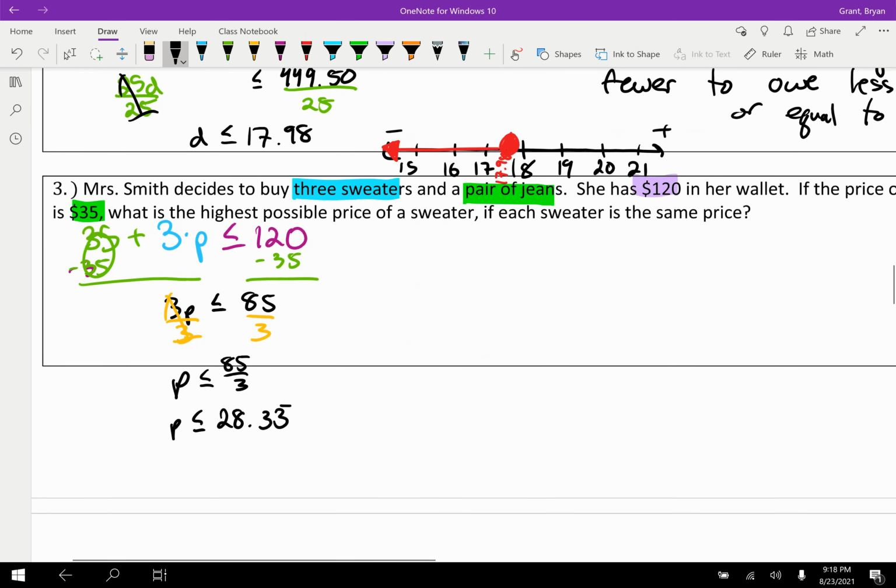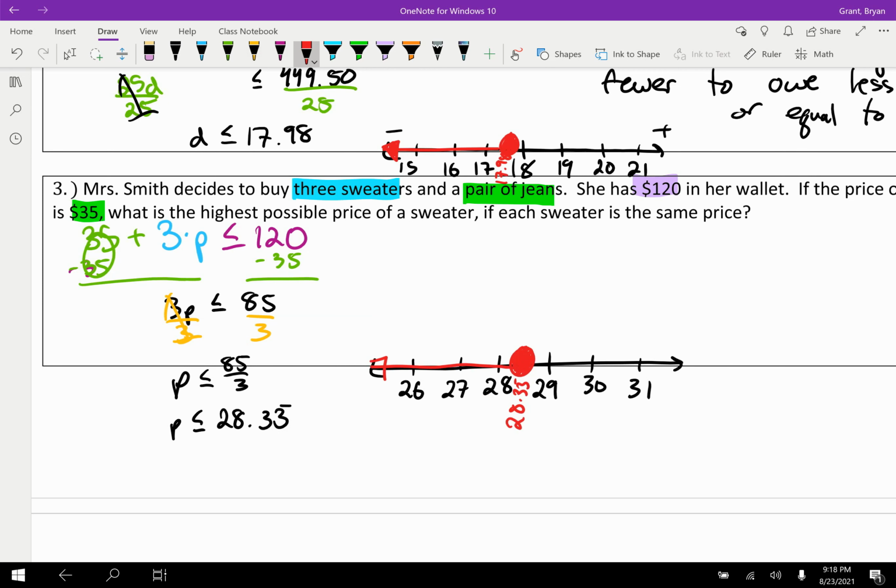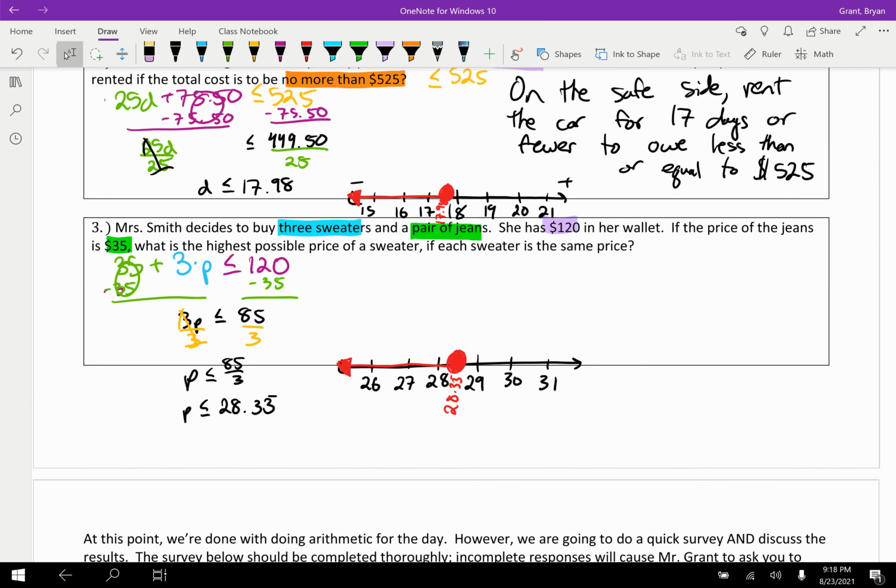All right, let's go ahead and graph this quickly. 28.3, so I'm going to have 29 and 28 because 28.3 is in between those. 27, 26, and we have 30 and 31. All right, so let's see, 28.3 is somewhere in here. Again, I'll write that sideways just so it doesn't get lost. Our price can be equal to that, so we need to fill it in, but it can also be less than. Very nice.